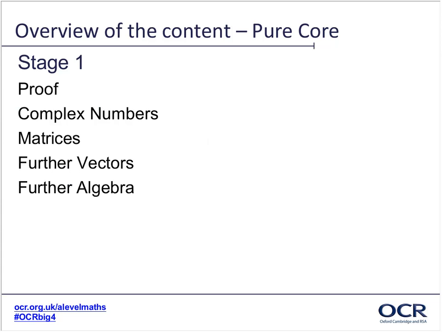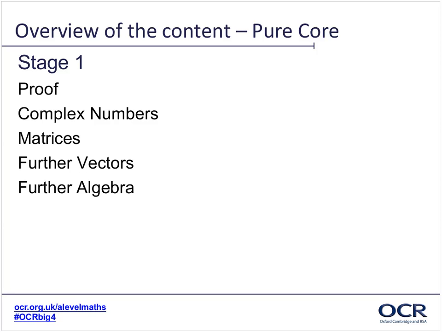So overview of the content. We'll have a quick look at the pure core, and we'll have a look at each of the options and have a think. I won't dwell too much on the fine detail other than where there is a point of interest. So just a reminder that stage 1 refers to the AS content or the first 2 terms of the 5-term A level.